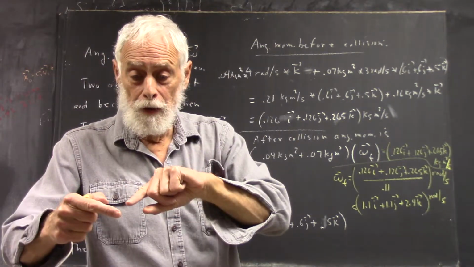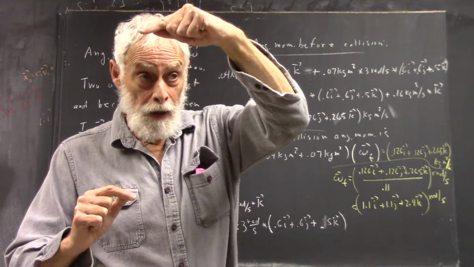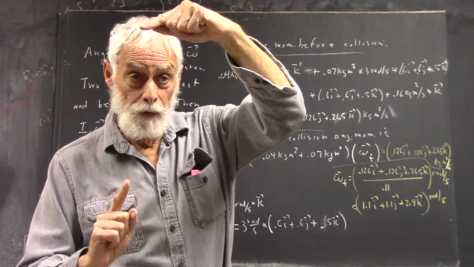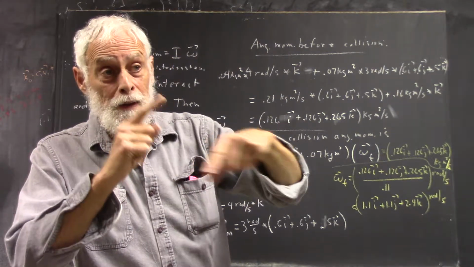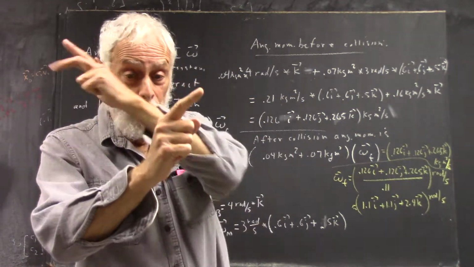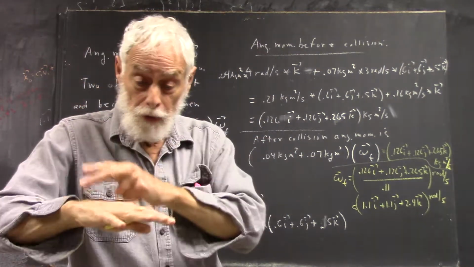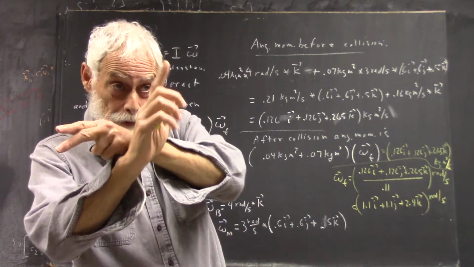So vector about this long here, vector about this long here, added to vector about this long here, gives us a vector about like this. So things are going to be rotating in the plane perpendicular to this, in this plane. It was originally in this plane, it's now in this plane.